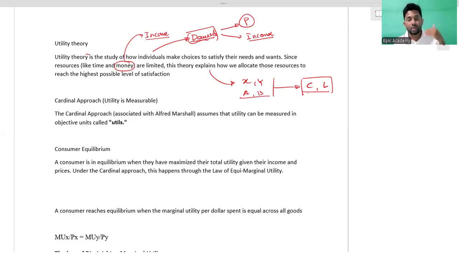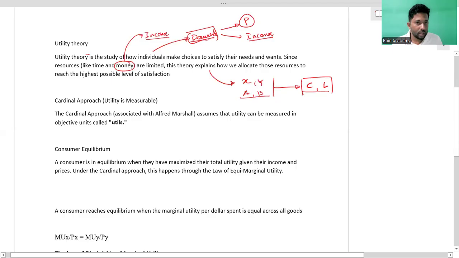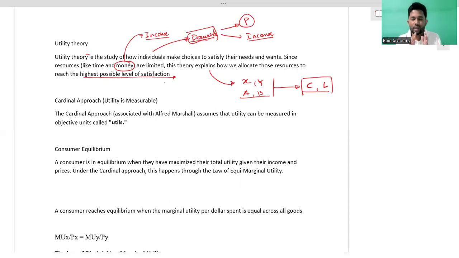Then they have to decide which commodity, and in what quantity, they are going to consume to satisfy their basic needs and wants with a high level of satisfaction. We call it maximum satisfaction. So the highest level of satisfaction is what we call maximum satisfaction. So how can we identify the maximum satisfaction?